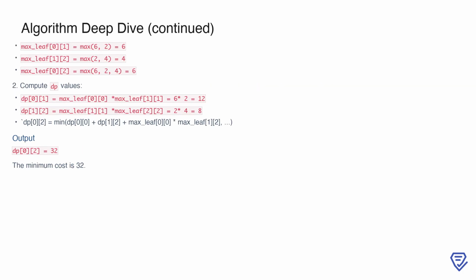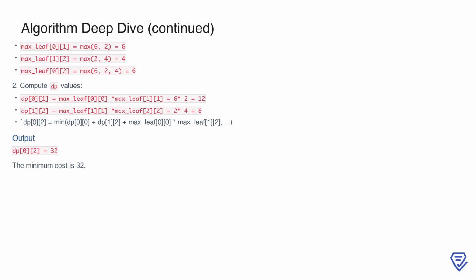Let's look at an example to better understand the execution. Suppose the input array is arr equals [6, 2, 4]. First, we pre-compute the max_leaf values. For the subarray [6, 2], the maximum value is 6. For [2, 4], the maximum is 4. For the entire array [6, 2, 4], the maximum is again 6.